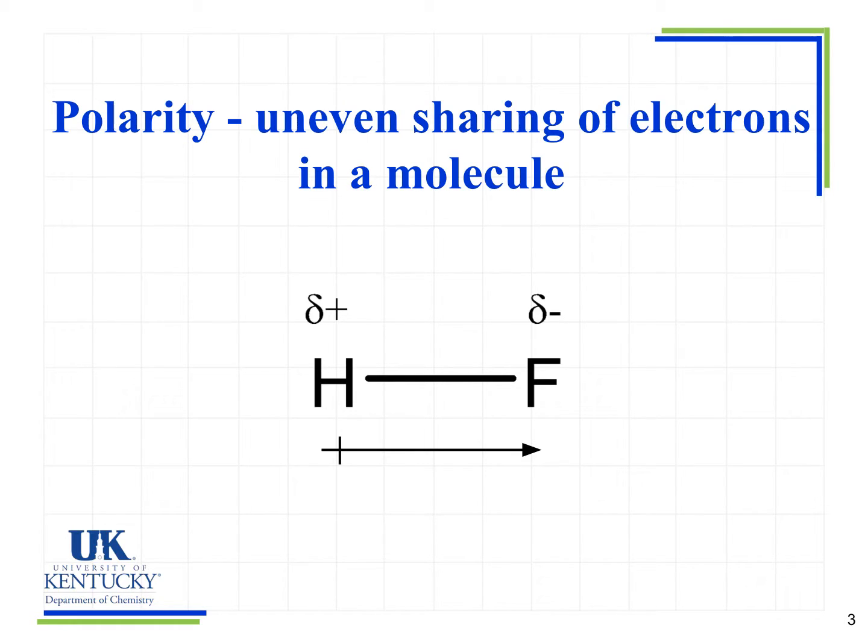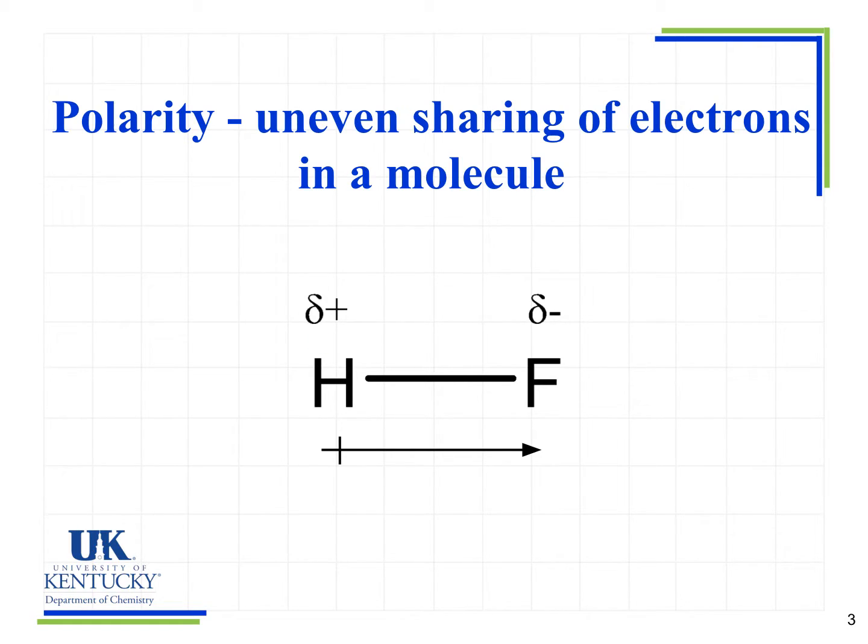Now when we look at an example here with hydrogen and fluorine, we know that based on the trends, fluorine has a higher electronegativity value than hydrogen, and so the electrons are going to be shared unevenly. Now we represent this in a couple of different ways. One, we show the lowercase delta with a minus sign for the more electronegative element, and we show the lowercase delta with a plus sign to show the less electronegative element.